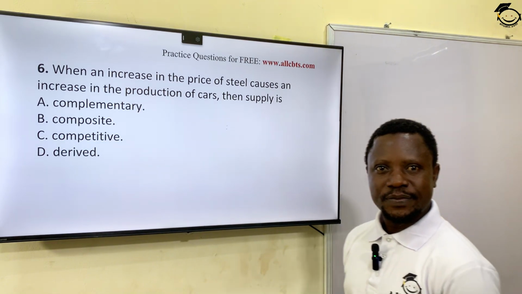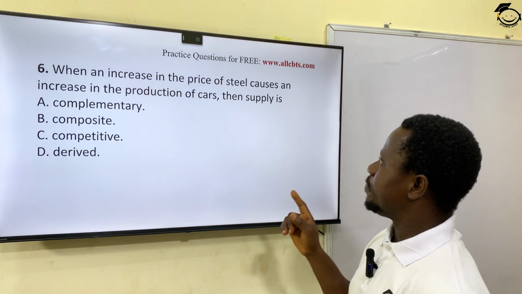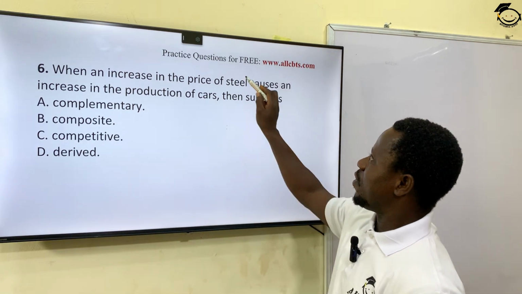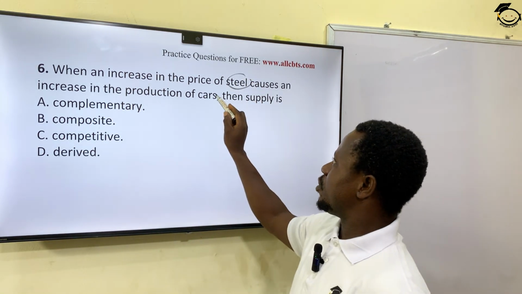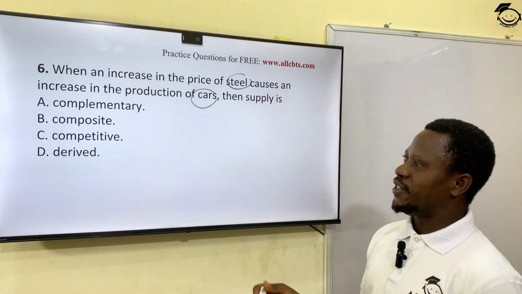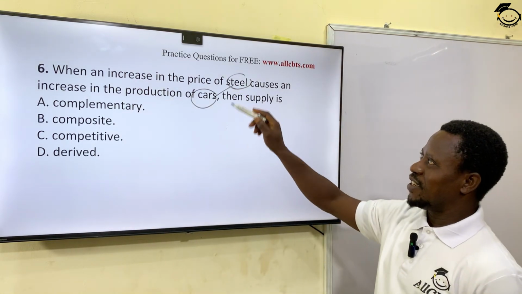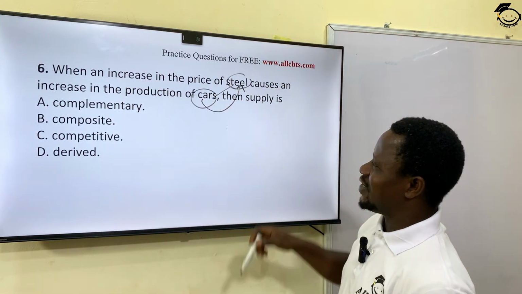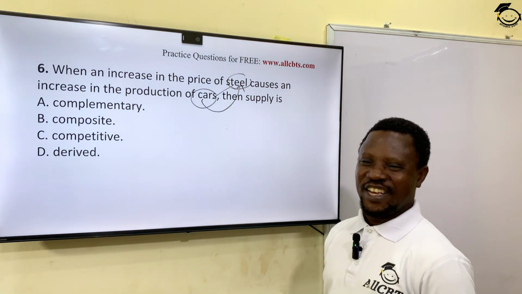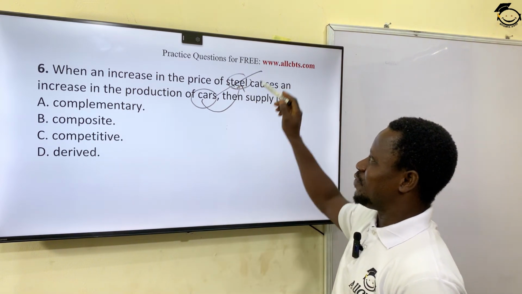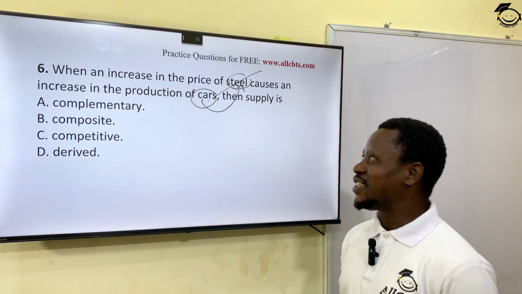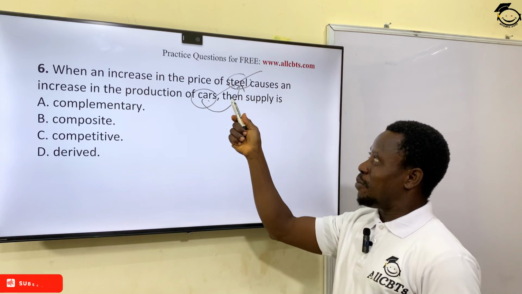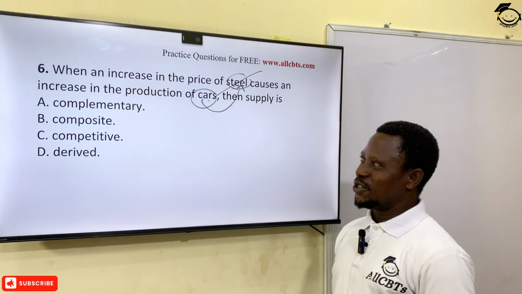When an increase in the price of steel causes an increase in production of cars, then supply is, what do you call this type of supply? We derive car from steel. So when steel becomes expensive, cars will also become very expensive because steel is the raw material for what? For car. So is it a complementary?